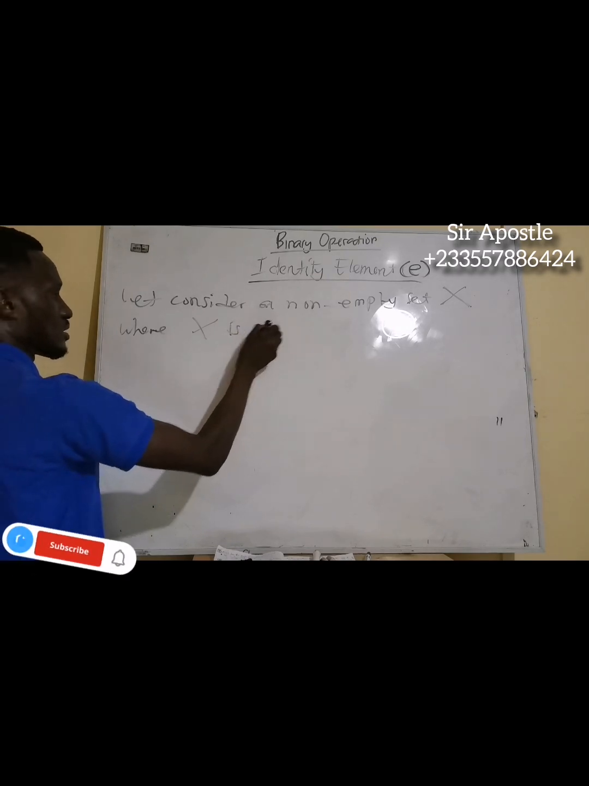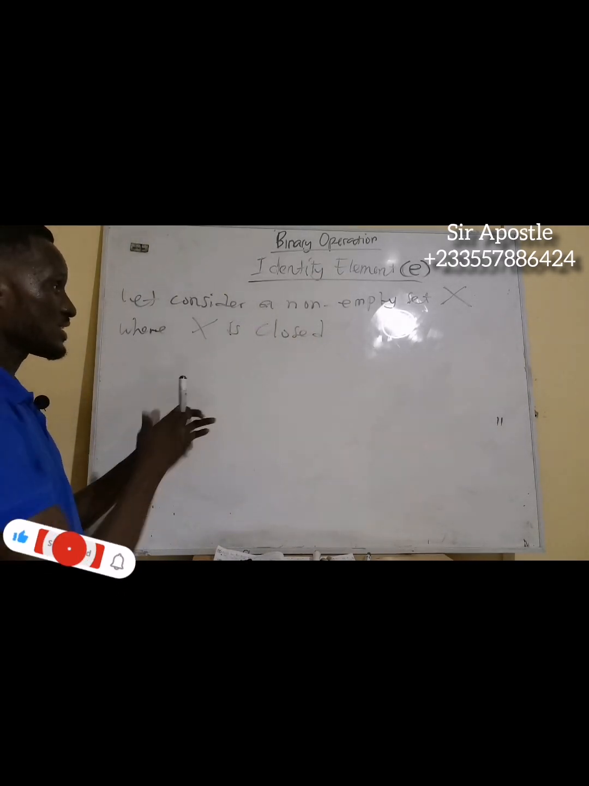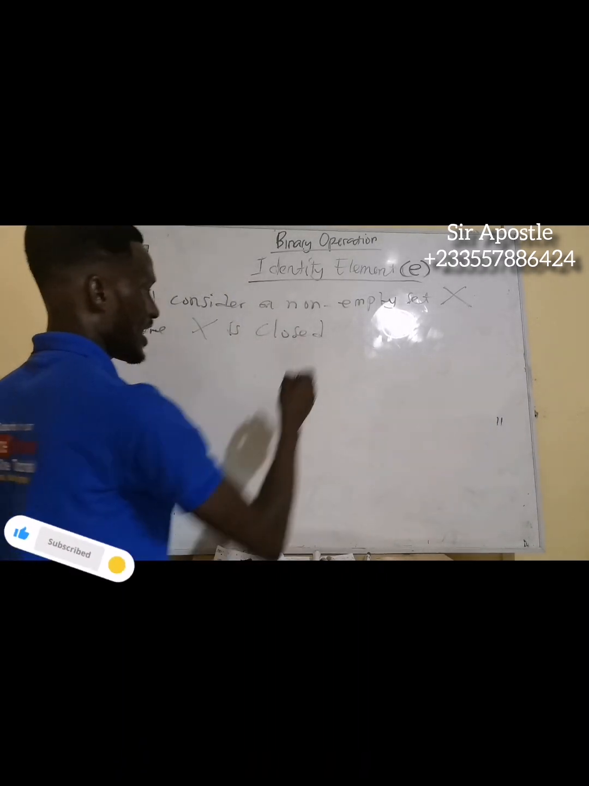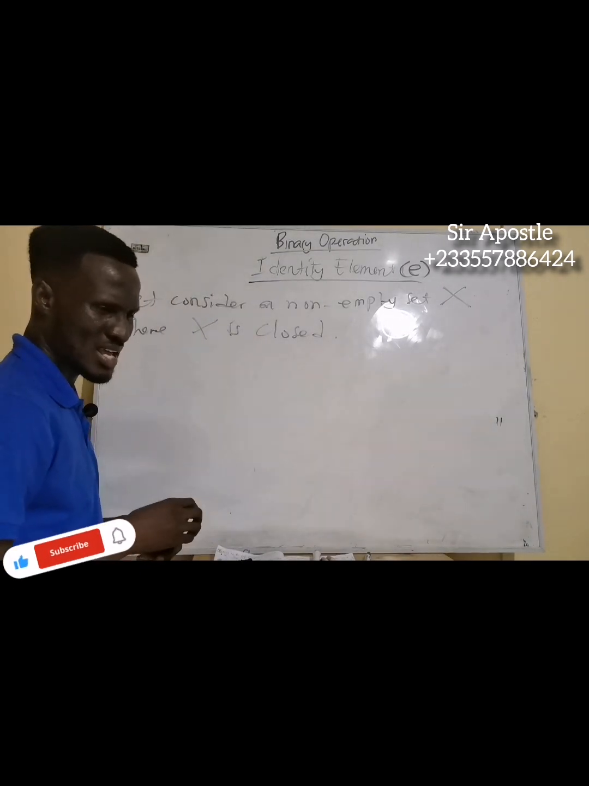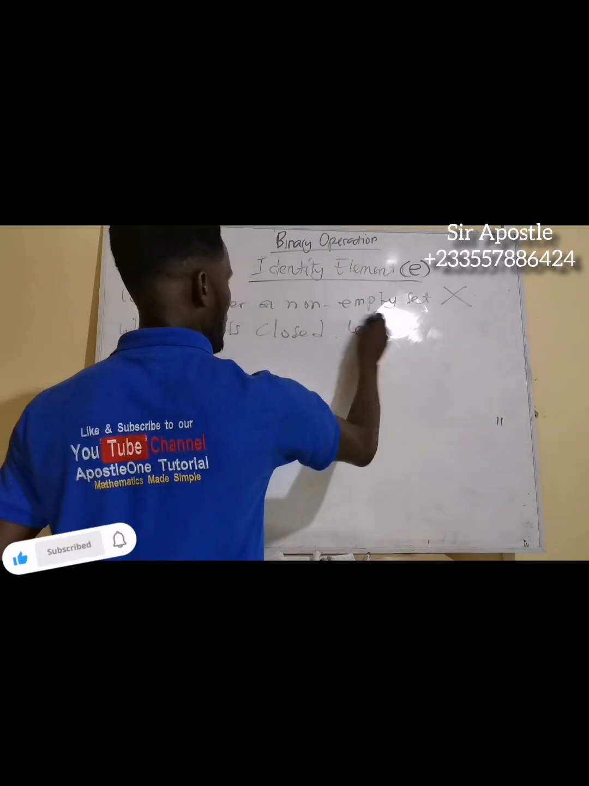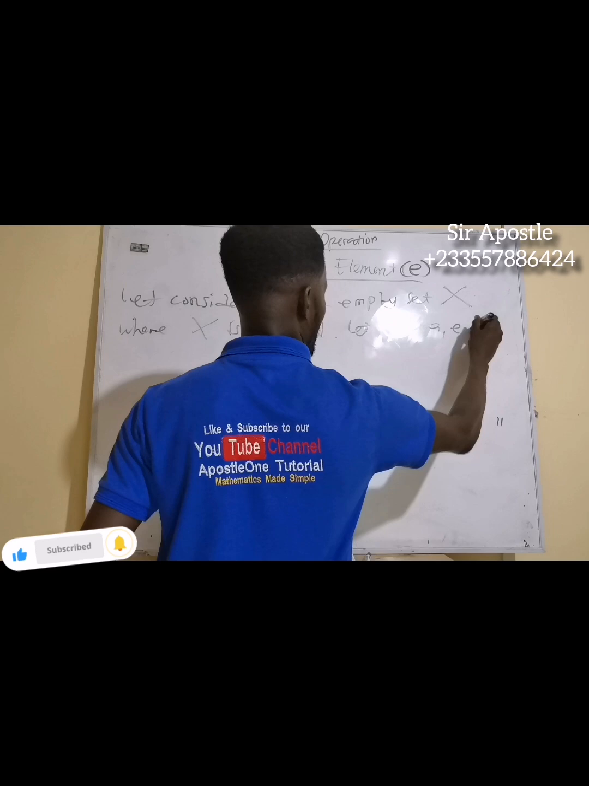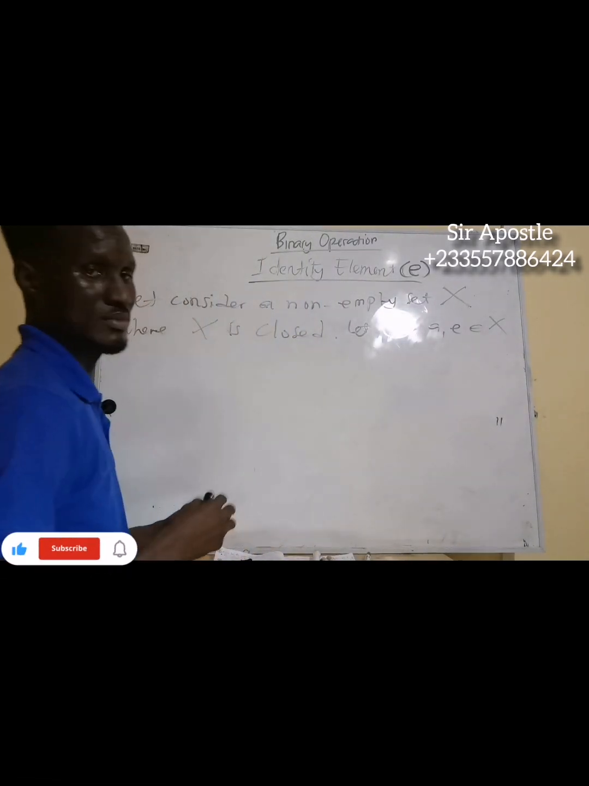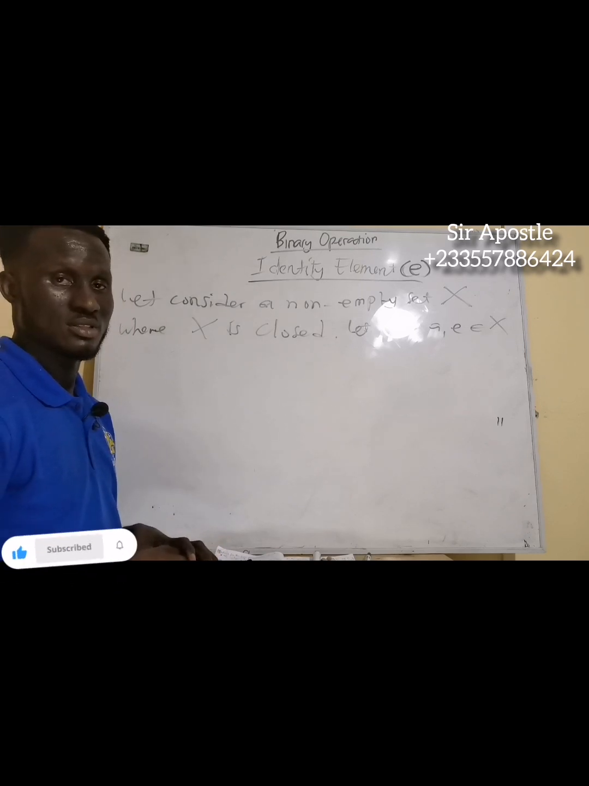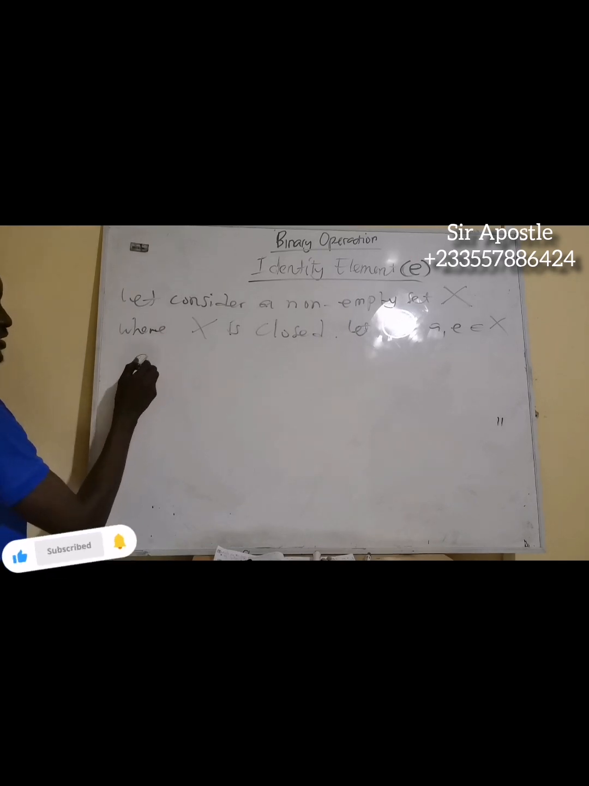Now, when X is closed, I'm considering a situation where S is closed, which means that anything we're going to talk about belongs to the X. Now, let me consider another element that belongs to the same set. A and E, which belong to the same set X, which means A and E are both members of the set X. You understand? Yes.